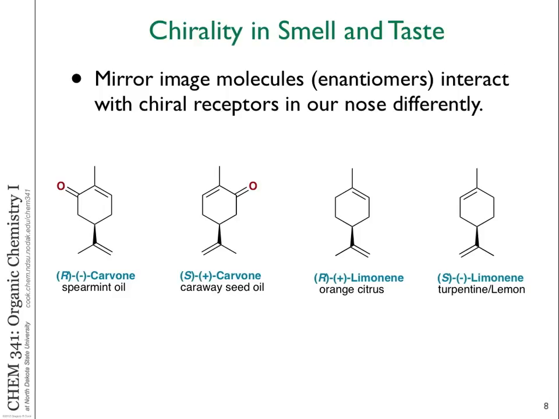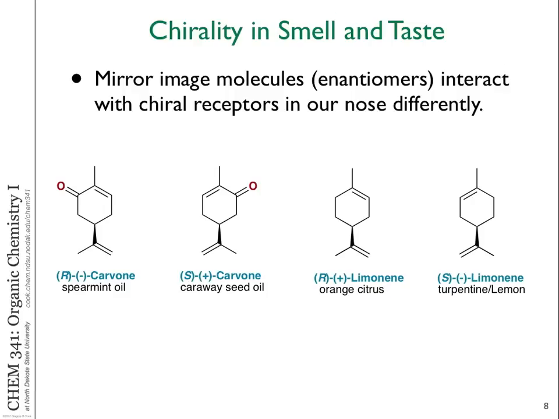So this one, in the R-minus form, this particular mirror image smells like spearmint, and it is the natural product found in spearmint, which gives it that distinctive smell. Whereas this one is found in caraway seeds, and we smell that as caraway. Okay, or rye bread, which is interesting. Limonene, also: one smells like orange, the other smells like lemon or turpentine. That's actually a very close smell.